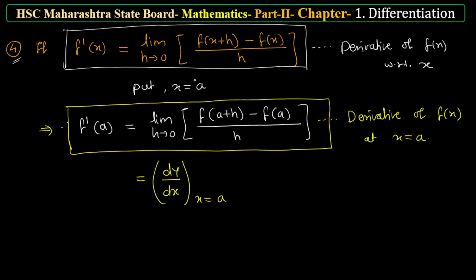सपोज here put x is equal to a, then here put x is equal to a means f dash of a. Suppose here put x is equal to a means here f of a plus h minus f of a upon h. Now this is the derivative of function f of x at x is equal to a. Second notation, that is dy upon dx, means derivative of y with respect to x at point a. जर त्यामध्ये x इज इक्वल टू ए पॉईंट पुट करत असेल तर आपण इथे मेन्शन करणार x इज इक्वल टू ए, मीन्स हियर डेरिव्हेटिव्ह ऑफ y विथ रिस्पेक्ट टू x ॲट पॉईंट ए.